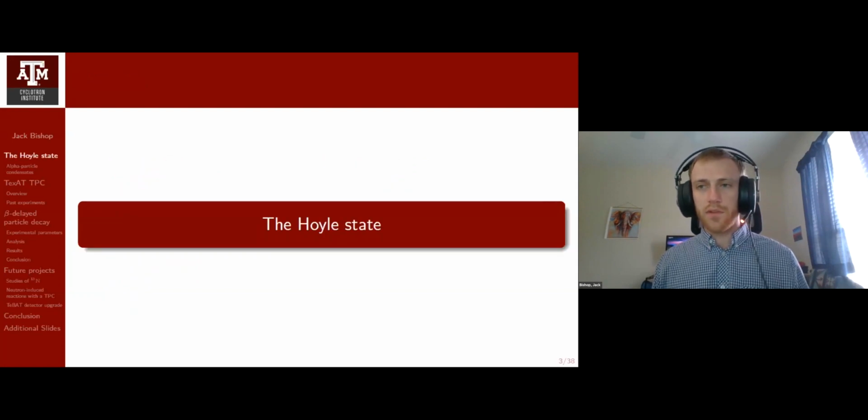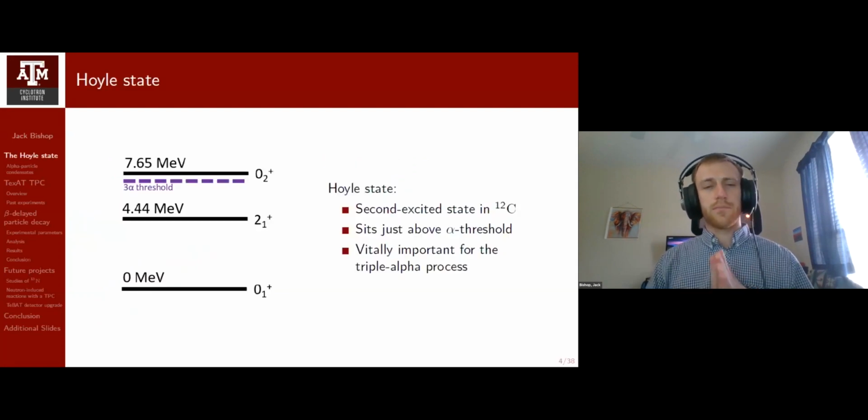Okay, so let's start off with the Hoyle State. So what is the Hoyle State? The Hoyle State is a resonance, and it is the second excited state in carbon-12, and it sits just above the alpha threshold. And it is a state that is vitally important for the triple alpha process.